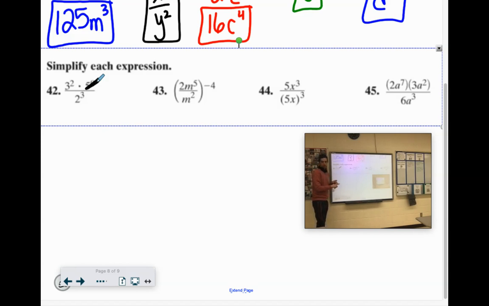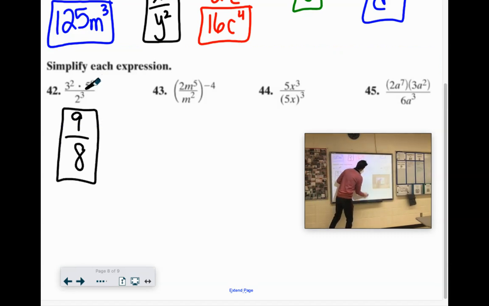Now 3 squared, 3 times 3 is 9. 2 to the third, 2 times 2 times 2 would be 8. You can't simplify 9 over 8 anymore. Okay?